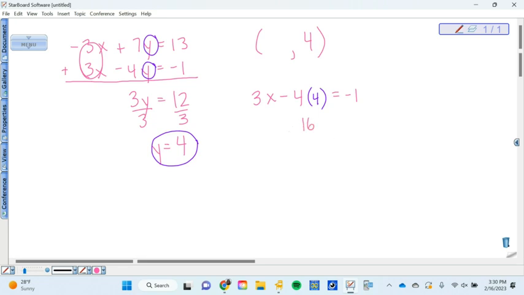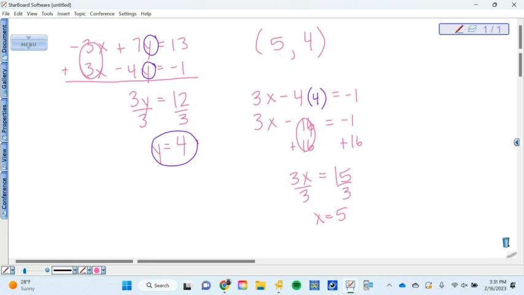16. 4 times 4. Oh, you did the top one. Yep. So now I have 3x minus 16 equals -1. There you go. Add 16. These cancel. Add 3x over here equals 15, right? -1 plus 16 is 15. And now? Perfect. And I write my answer as an ordered pair.